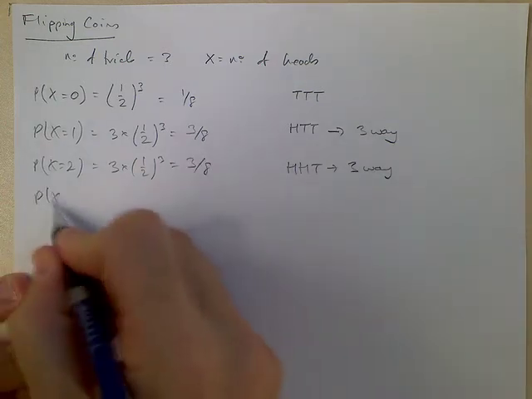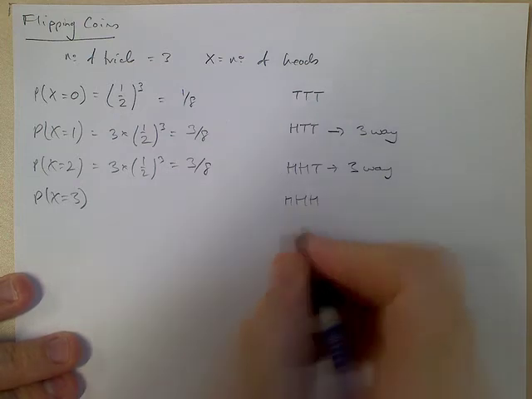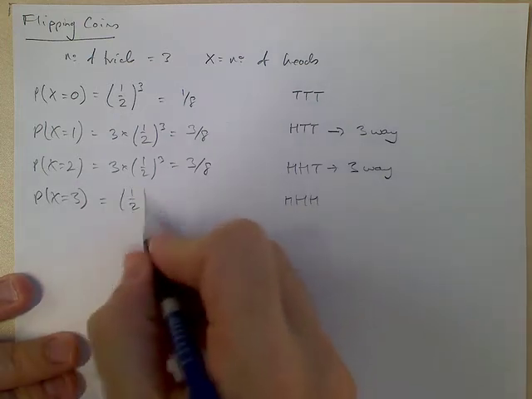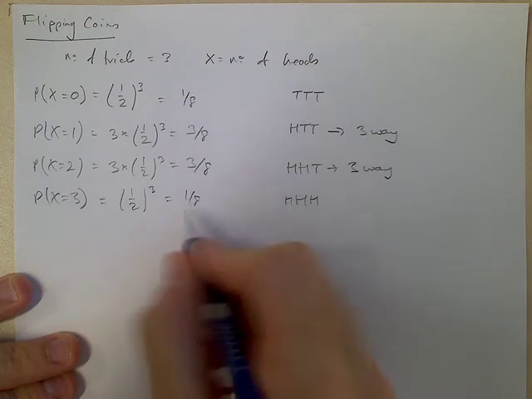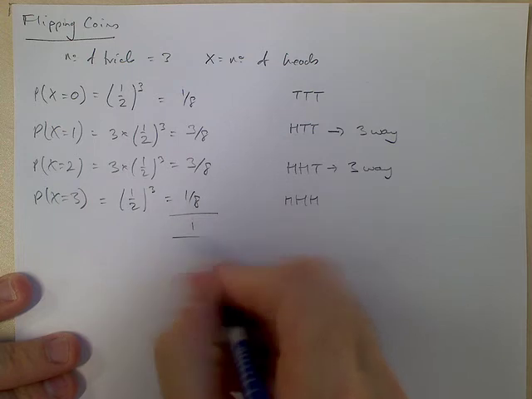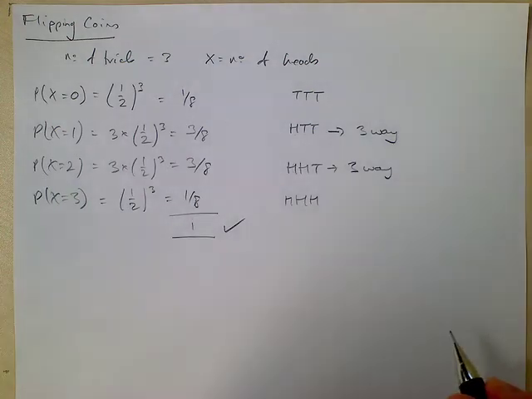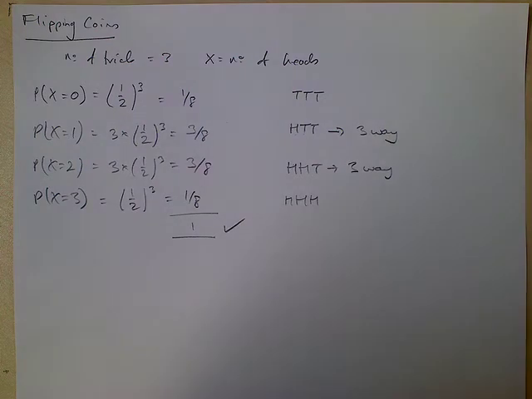And then finally, x is 3. Of course, I need head, head, head. There's only one way of that. So I've got a half cubed is 1/8. Just check this, 1, 3, 3, and 1 adds up to 8, so that's up to 1. That's fine. So that's the situation for 3 trials.